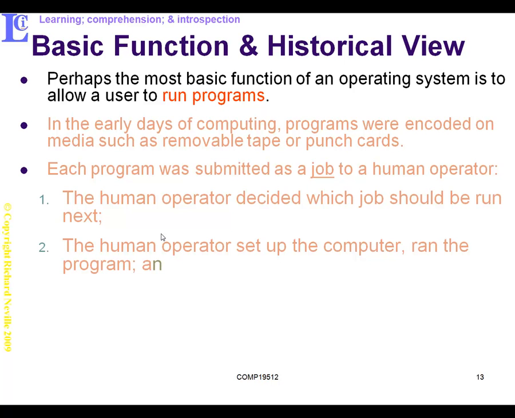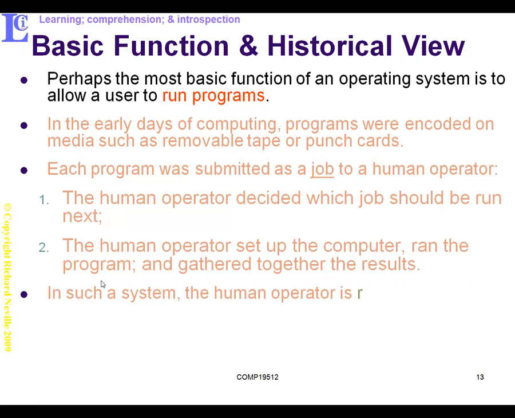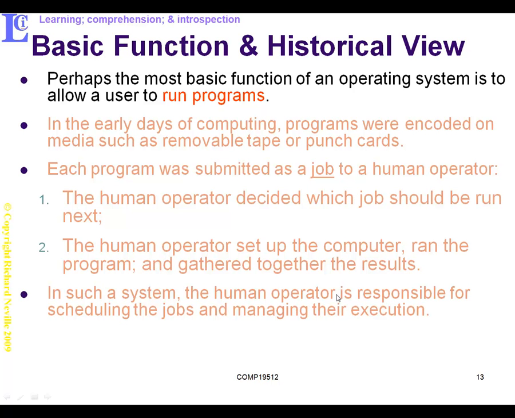The next thing is, the operator may have had to set up the computer. So maybe put the cards into the card reader, then set the computer going, and afterwards the human computer operator would gather the results from a particular other location in the machine. So finally, the important thing to realize is it was the human operator who was responsible for this task of actually scheduling these items called jobs, which were programs, and managing their execution, putting them into the machine, and then extracting the results when they were actually finished processing these jobs.